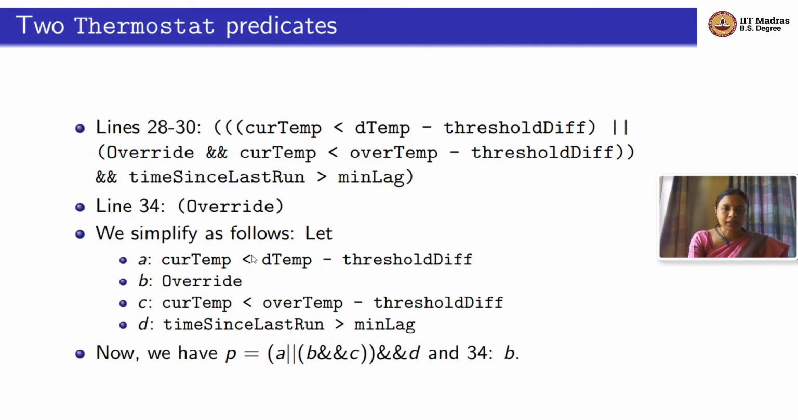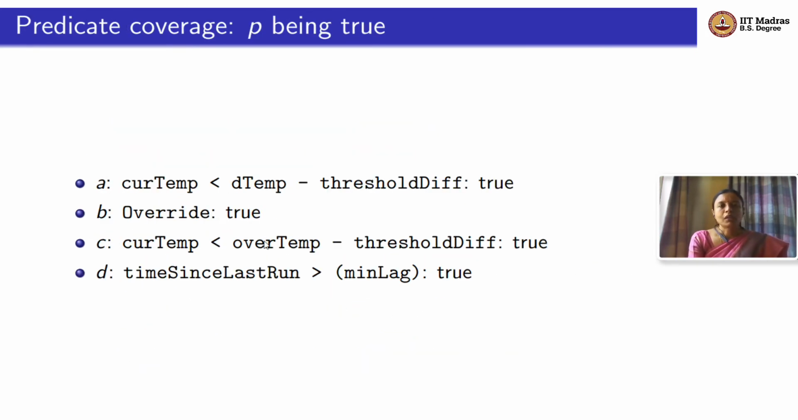So A was this current temperature is less than D temp minus threshold. B was override. A involved this local variable which we just solved. C was current temperature less than overridden temperature minus threshold difference. D was time since last run greater than min lag. So I just substitute. So I take predicate coverage.